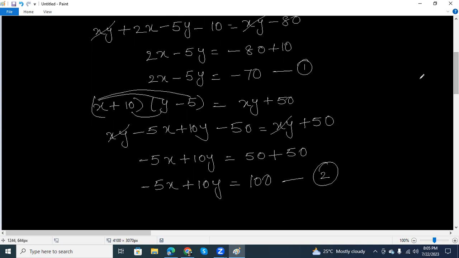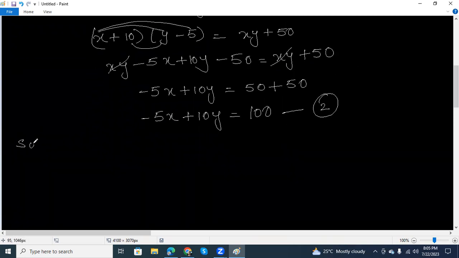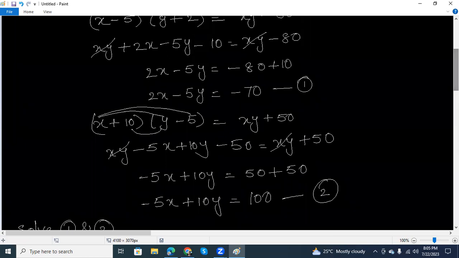Now we need to find out the length and breadth. That means x and y values we need to derive. So we need to solve 1 and 2. How can we solve? Observe their coefficients, first equation coefficients and second equation coefficients. For example, x is the variable. X coefficient is 2, here x coefficient is minus 5. Not the same. Y coefficient is minus 5 and here it is 10. Not the same. But have you seen this 10 is a multiple of 5? That means when this 5 gets multiplied with 2, they both will have the same coefficients and we can eliminate this y coefficient.